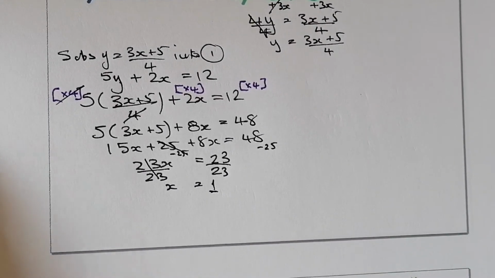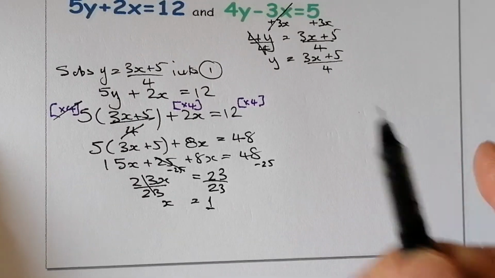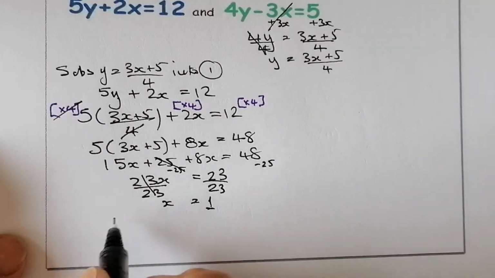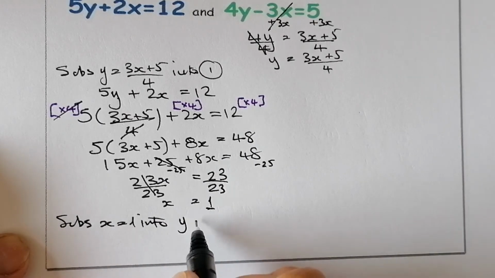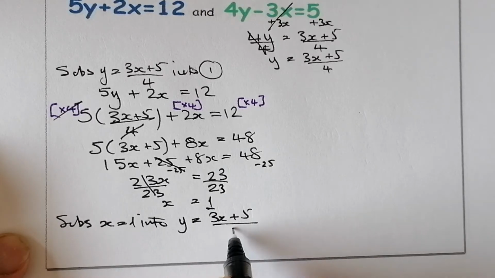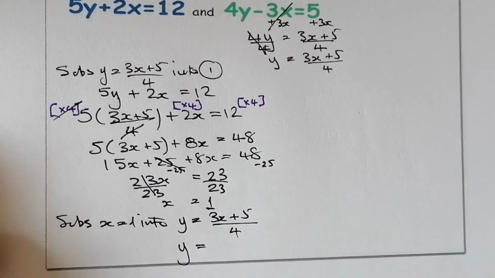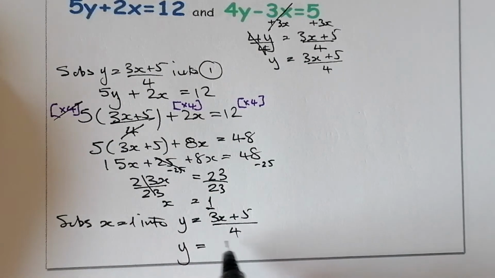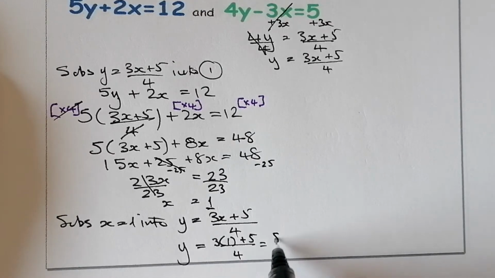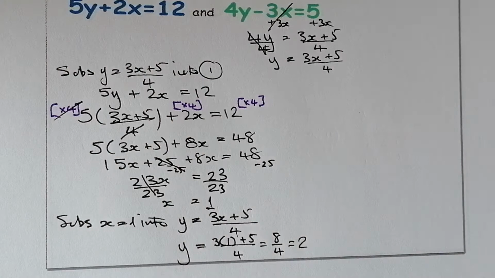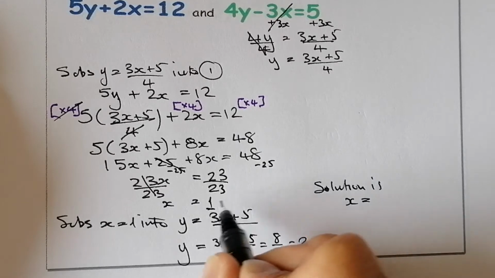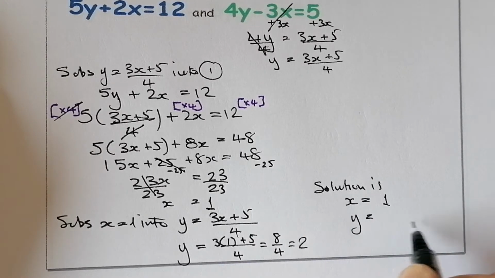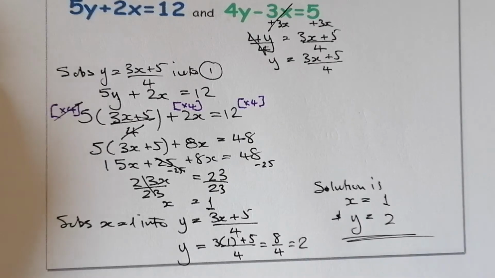Right, let's move on and work out our y coordinate. So remember, I've got a formula up here that says y equals, so I'm going to use that. So I'm substituting x equals 1 into y equals 3x plus 5 all upon 4. And when I do that, I'm going to find out what y is equal to. So 1's going to go in here, so it's going to be 3 times 1 plus 5, add them together, divide it by 4. So that should give me 8 over 4, which gives me a y value of 2. So my solution, x is equal to 1, y is equal to 2. And that would be my answer.